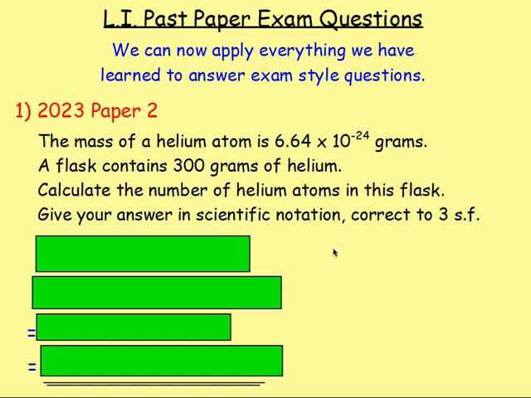Oh, Mr. Thomas, if it's paper 2, what does that mean? Remember, paper 2 is a calculator paper, which means you can use your calculator to answer this question. So, the mass of a helium atom is 6.64 times 10 to the power of negative 24 grams. A flask contains 300 grams of helium. Calculate the number of helium atoms in this flask. And give your answer in scientific notation correct to 3SF.